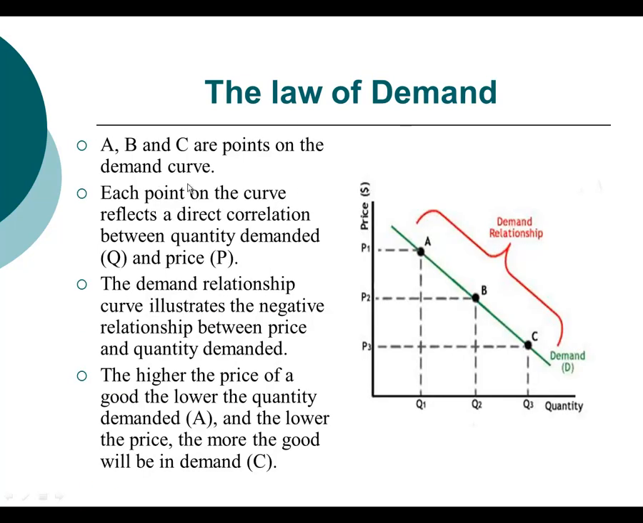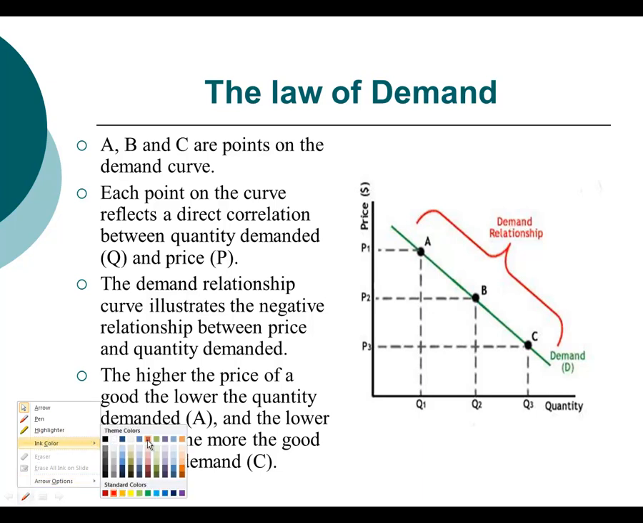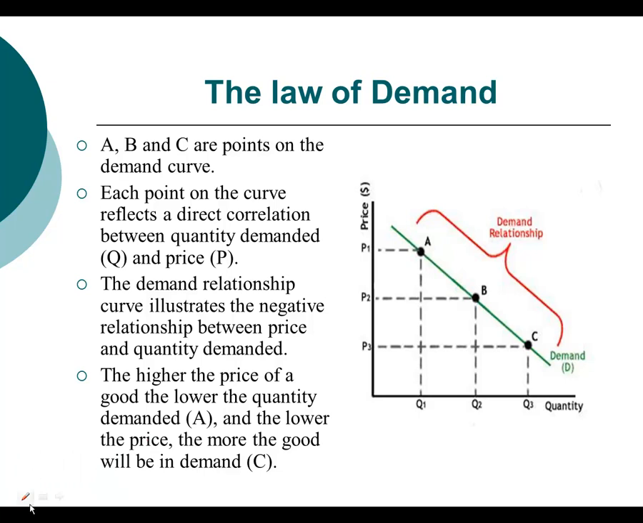Okay, the law of demand. Let A, B and C be points on the demand curve. This is point A, this is point B, and this is point C. Let us assume A, B, and C are points on the demand curve, which they are.